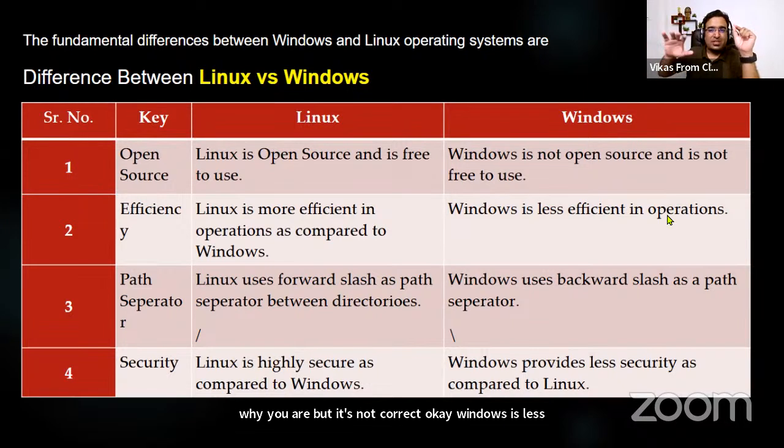Efficient means performance wise, Windows is not very good as compared to Linux. Linux uses forward slash, Windows uses backslash. Linux is highly secure as compared to Windows, because any vulnerability can be installed or downloaded by any user in Windows, but in Linux it will not be very easily possible. So these are some basic differences between Unix and Linux.